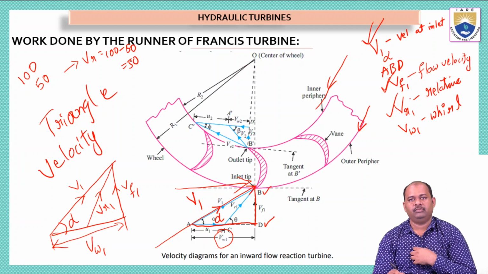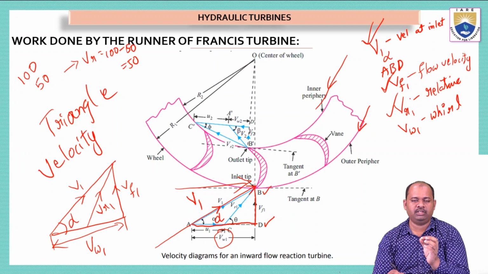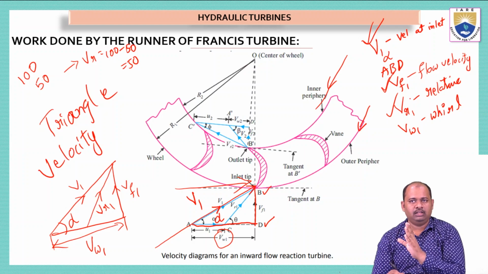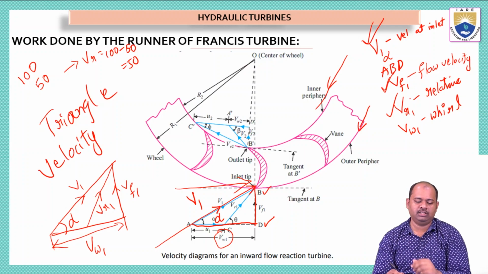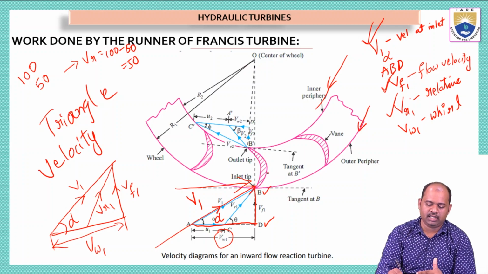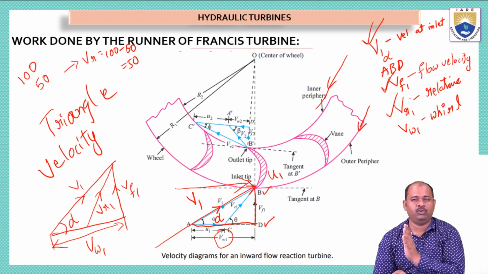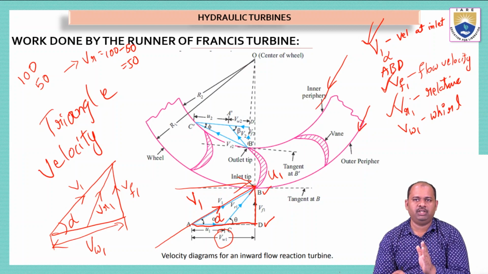Similarly, here the water is coming at a speed, that is velocity V1, and the turbine vane is moving at a particular speed, which in this case we will consider as U1. U1 is the velocity of the moving vane. Water is coming with V1, the vane is moving with U1. So the relative velocity will be given by the difference of V1 and U1, which is equal to VR1.